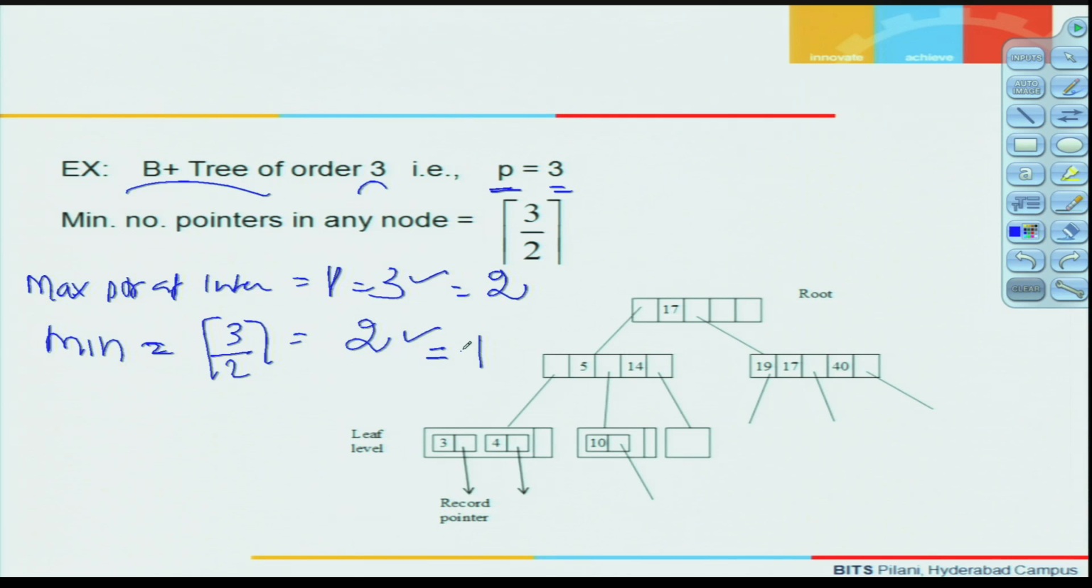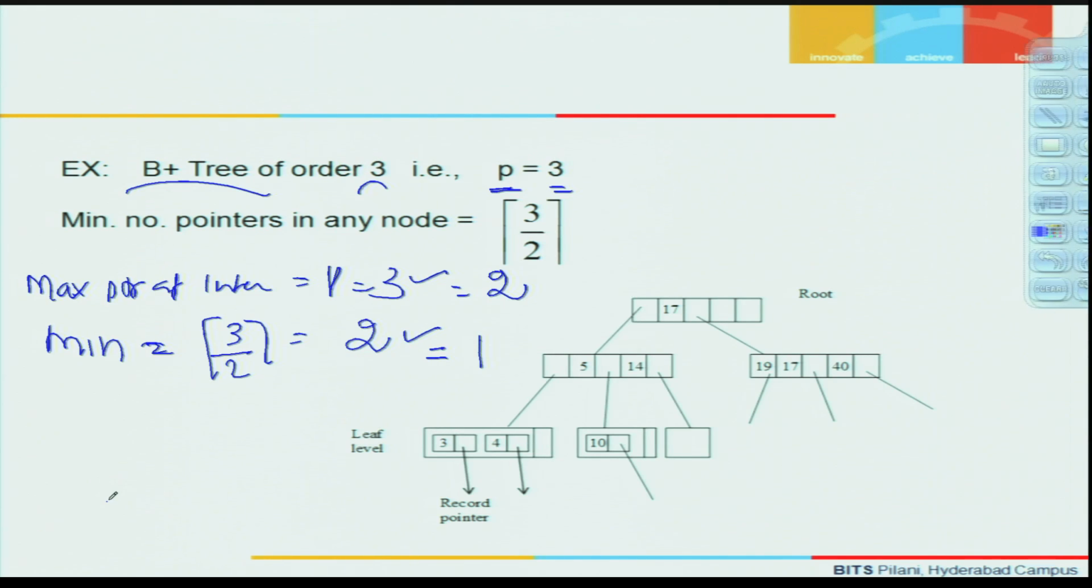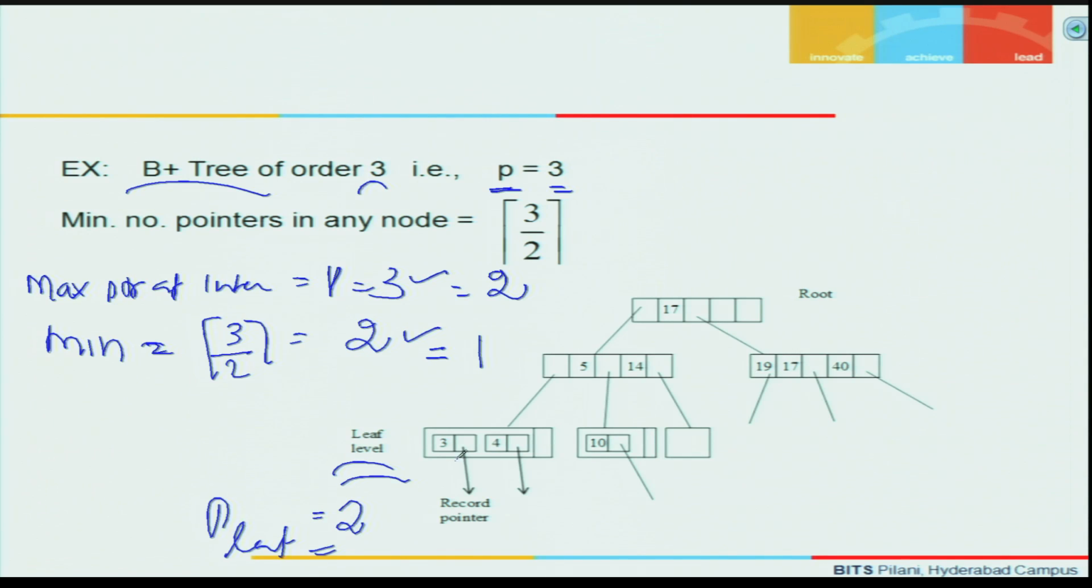There is an exception for the leaf level nodes, and in this case we define the maximum number of records or keys a leaf level node can have. We call it P leaf, which equals 2. That means it can have a maximum of 2 keys, and along with each key value there will be a pointer pointing to the location of the record that contains the specified key value. So this is the typical B plus tree structure.